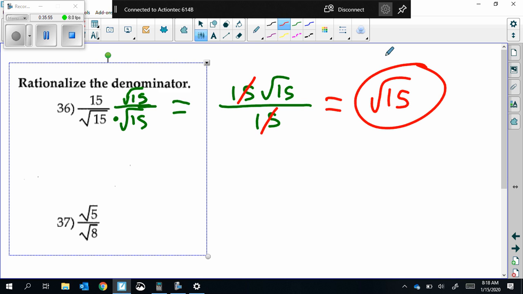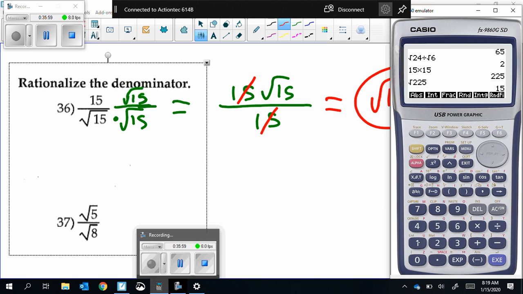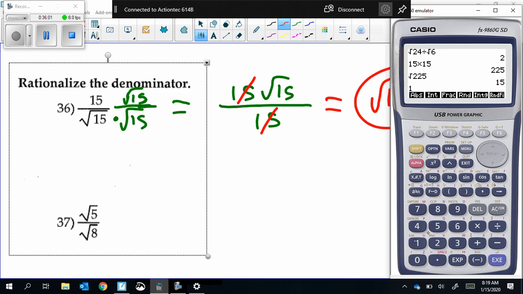Now, whether or not you have an upgraded calculator, it's always a good idea to check the original problem, 15 divided by the square root of 15, and compare that to our final answer, which was just square root 15. Make sure that they're the same thing. Otherwise, you messed up somewhere and you go back and fix it. Easy way to check your work.